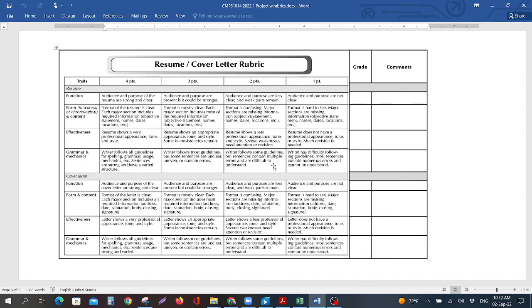So that is how you can get the 16 points for the resume. You want to make sure that all of those areas are met. I'm not going to review how to get a 3, a 2, or a 1. Everyone's goal should be to get 4 points in all 4 areas.